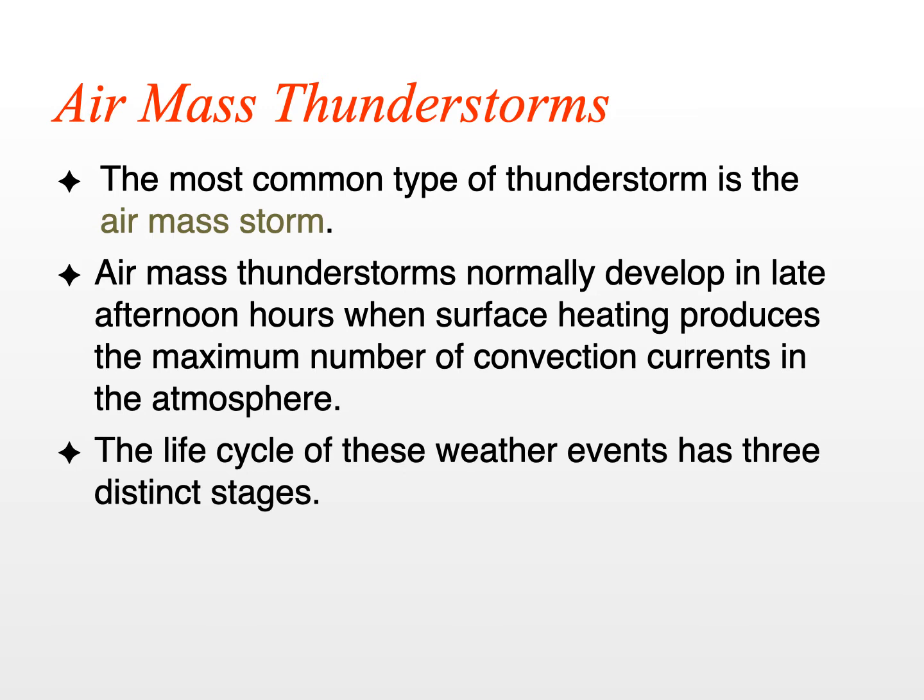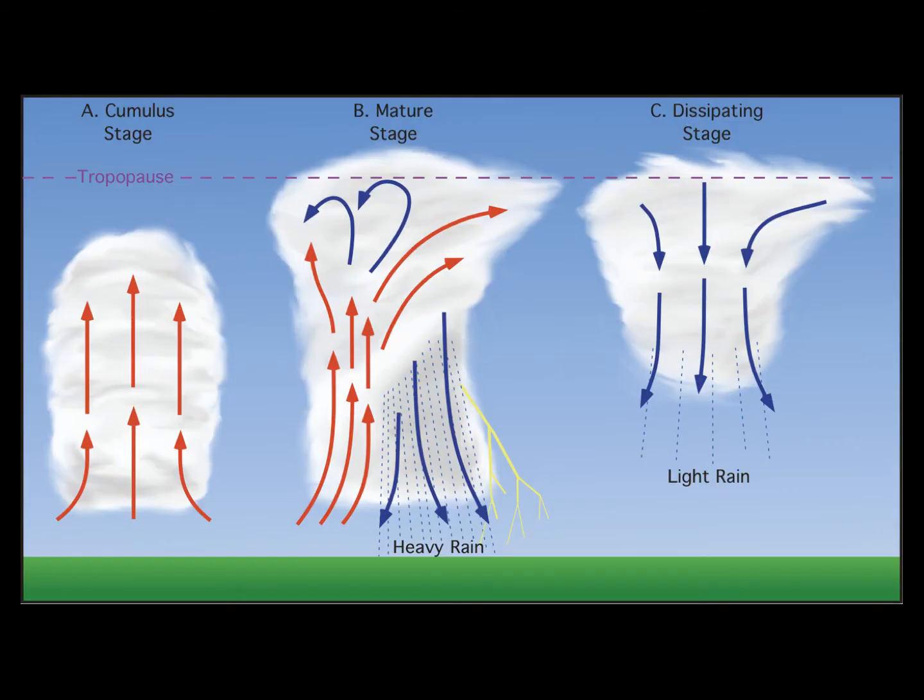These air mass thunderstorms usually develop in the afternoon hours, late afternoon, and their development is a function of surface heating that produces convection currents, and within these currents we have warm bubbles of air that have moisture in them, and they increase in altitude, and at a certain level they reach their dew point and form a cumulus cloud. With continued development, they'll develop from a cumulus stage into a thunderstorm. And this diagram shows a simple model of how thunderstorms develop.